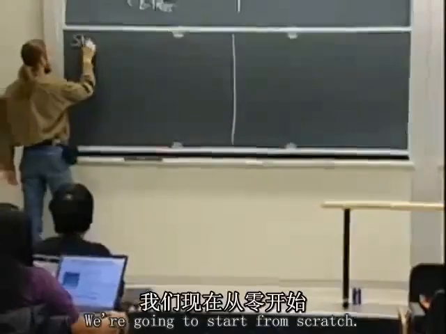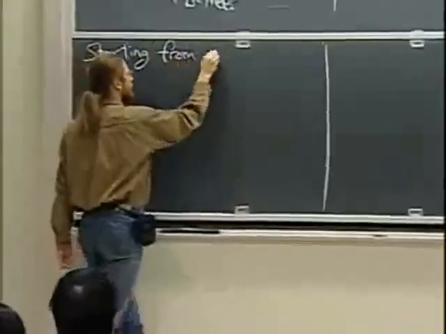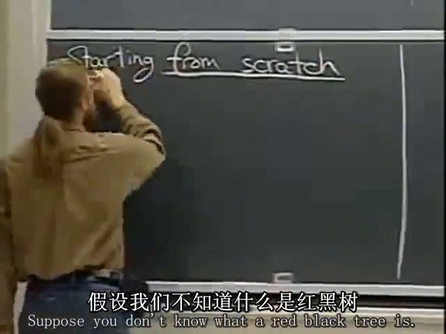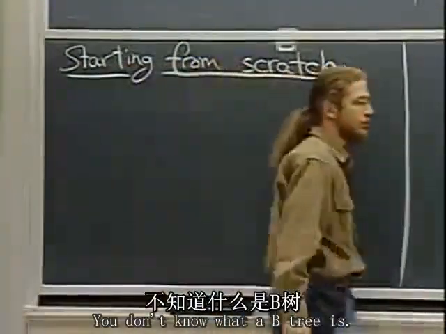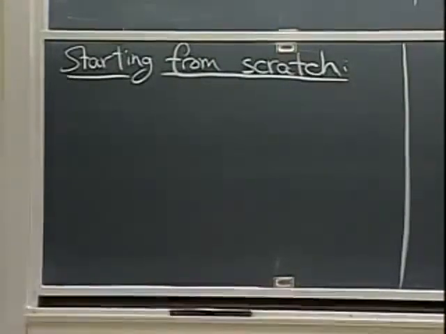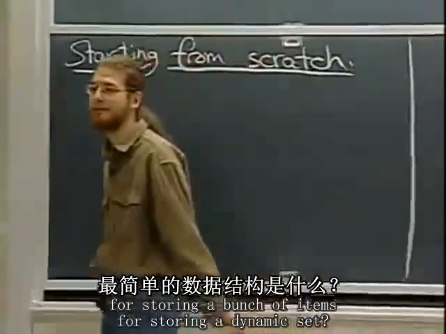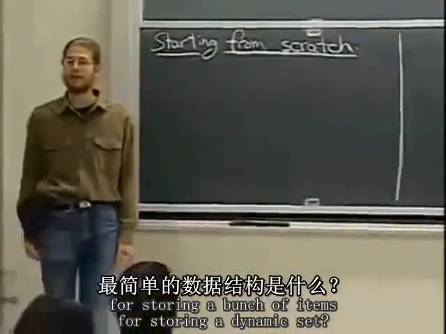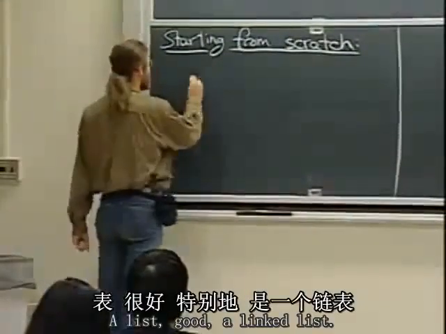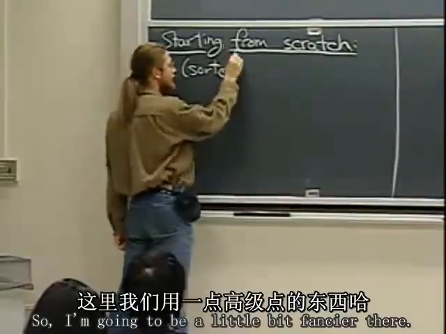We're going to start from scratch. Suppose you don't know what a red-black tree is. You don't know what a B-tree is. Suppose you don't even know what a tree is. What is the simplest data structure for storing a bunch of items? For storing a dynamic set? A list. Good. A linked list. Now, I'm going to suppose that it's a sorted linked list, so I'm going to be a little bit fancier there.